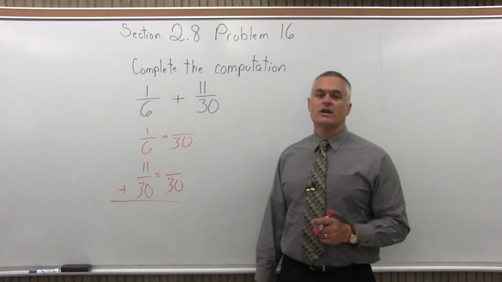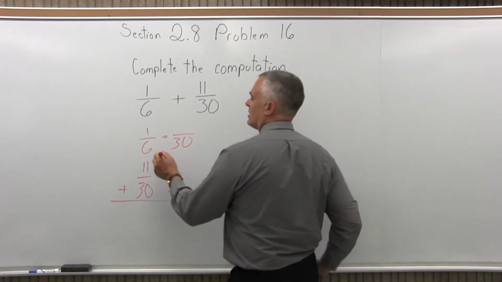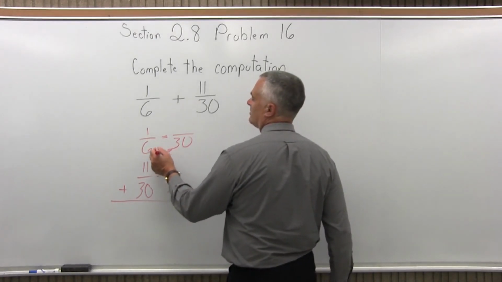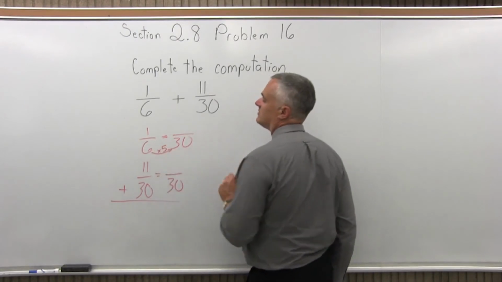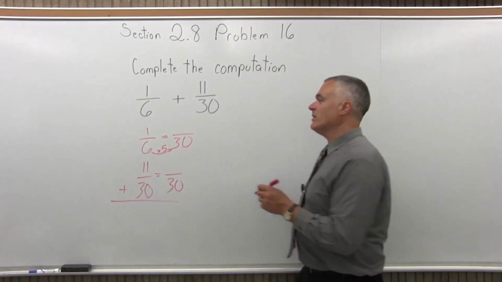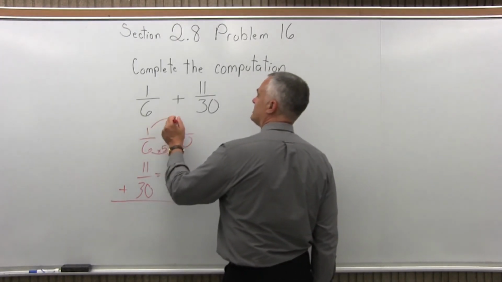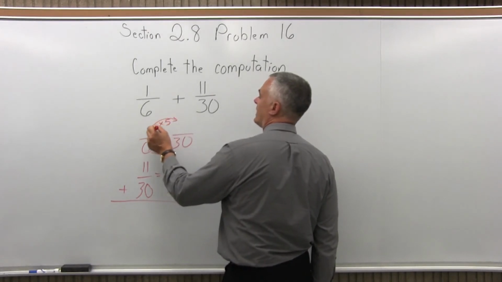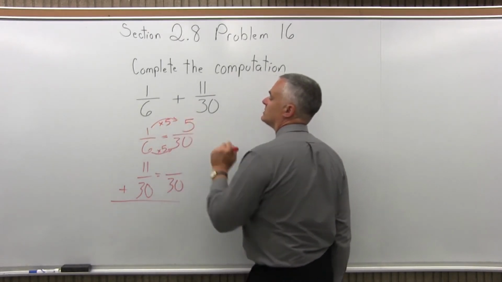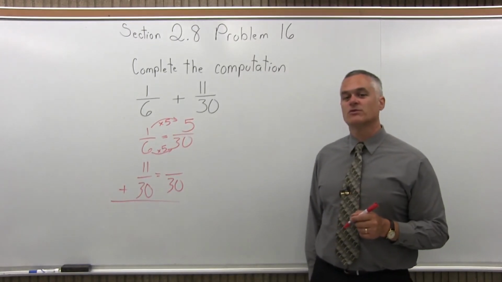So for the upper fraction, 1/6, if I look at the denominators, 6 times some value gives me 30, so it must be times 5. Well, the numerator must get multiplied by the same amount. In this case, 1 times 5 gives me 5. So 5/30 is equivalent to 1/6.